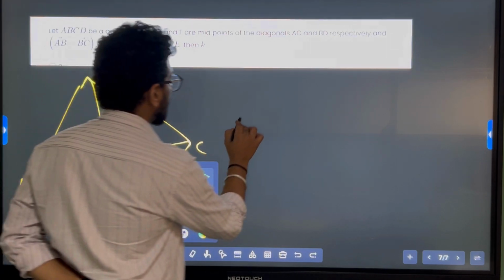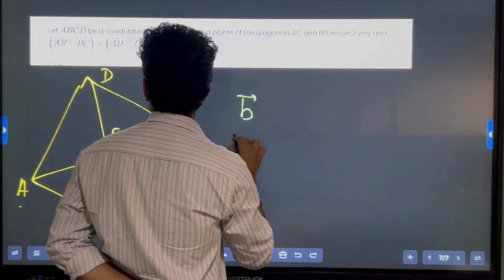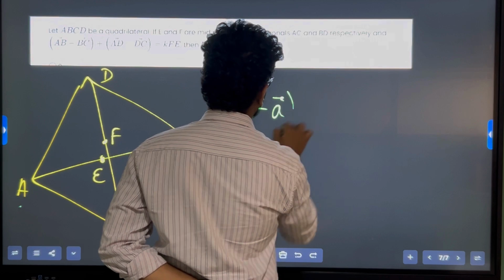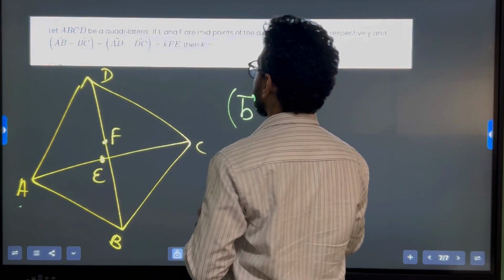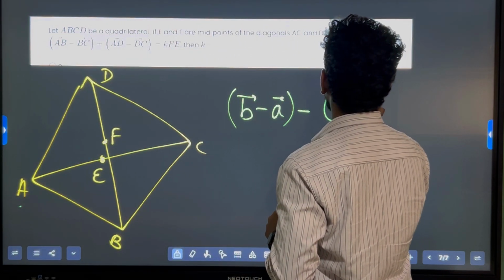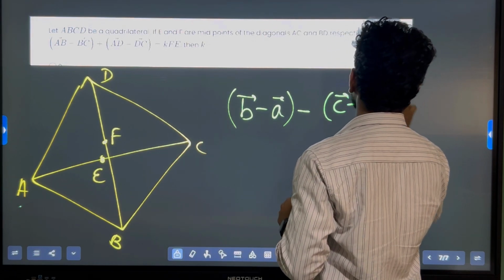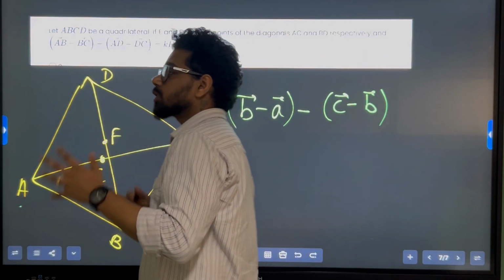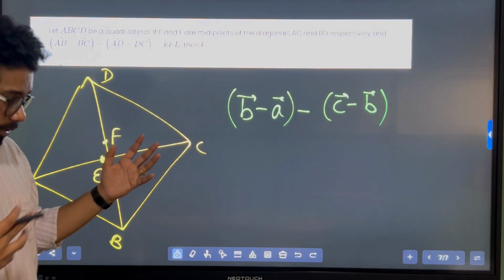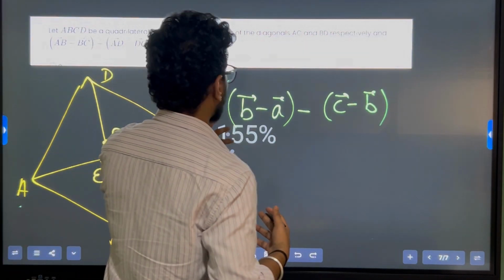AB is basically the position vector of B minus the position vector of A, right? Minus BC. What is BC? Position vector of C minus position vector of B. This is a good question. Questions on the basis of position vectors or diagram based. So this is one of the varieties.